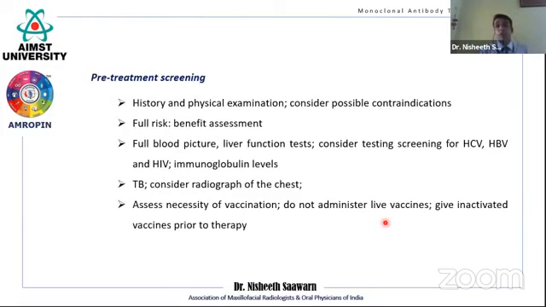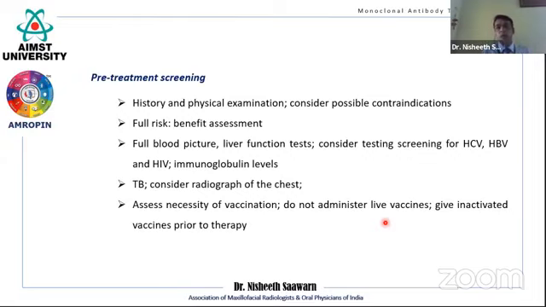Now, what screening should we do before starting the treatment, right? Proper history and physical examination is essential. We always do that. The full risk-benefit ratio has to be assessed properly. The complete blood picture has to be taken, because, as I told you, thrombocytopenia may occur, so the full blood picture is mandatory. A liver function test has to be done, HCV, HBV, and HIV have to be screened for, and immunoglobulin levels have to be checked.